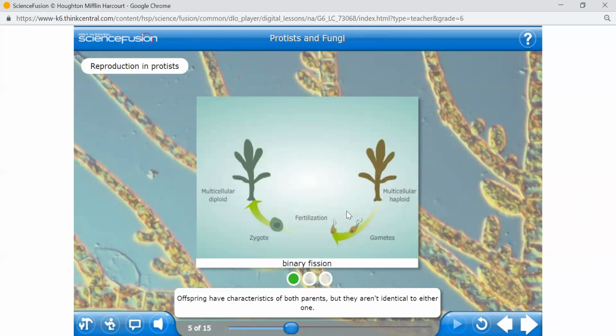Each parent contributes a gamete, which is a cell with only one copy of each chromosome. During reproduction, a male gamete and a female gamete combine. The offspring cell has two copies of each chromosome. In the case of brown algae, these offspring will grow into what we call diploid algae.